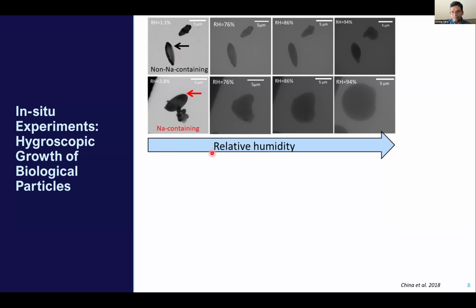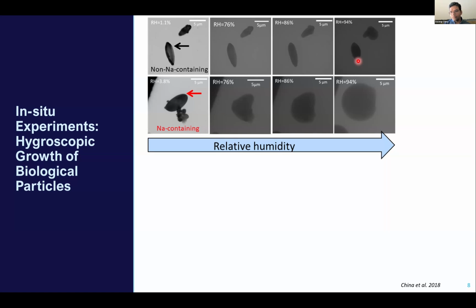As you increase the relative humidity, you can see the sodium-containing particles take up water and grow, but the non-sodium-containing particles did not take up water. So that really reflects that composition is very important for understanding their interaction with water vapor.